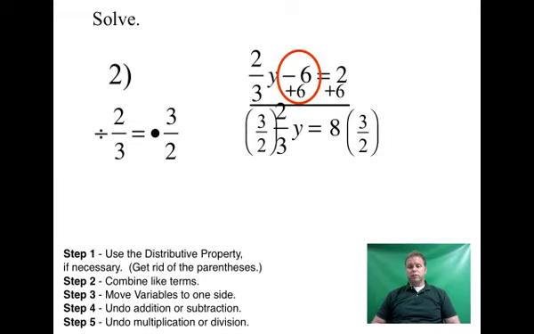So both sides get multiplied by 3 over 2, and I'm going to cross simplify here, and that'll give me 1, and so I'll have 8 over 1 over here, and 8 times 3 is 24, 1 times 2 is 2, and if I do 24 divided by 2, I get y is equal to 12.